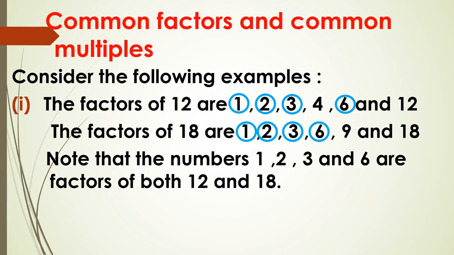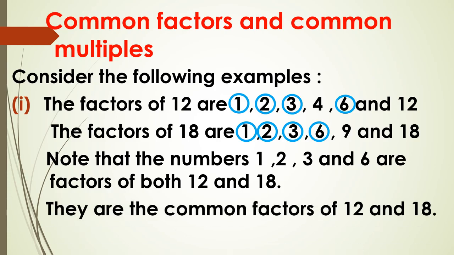So these are called common factors, which are common in both. They are the common factors of 12 and 18. I have encircled these common factors with a blue circle. We will find the factors of one number, then we find the factors of the second number. Then we will see which factors are common in both. Just like in this, 1, 2, 3 and 6. So these are the common factors of 12 and 18.